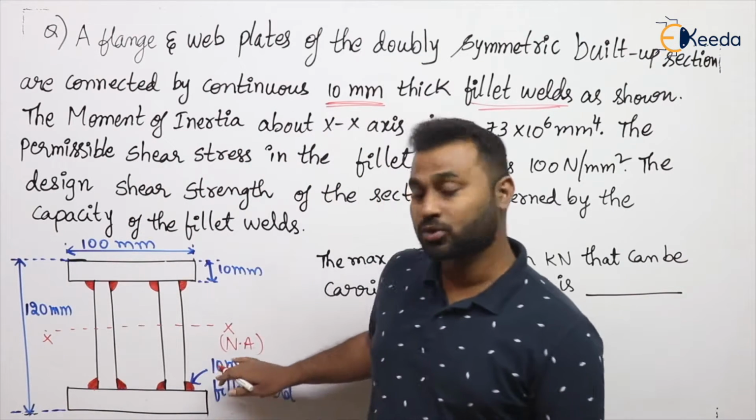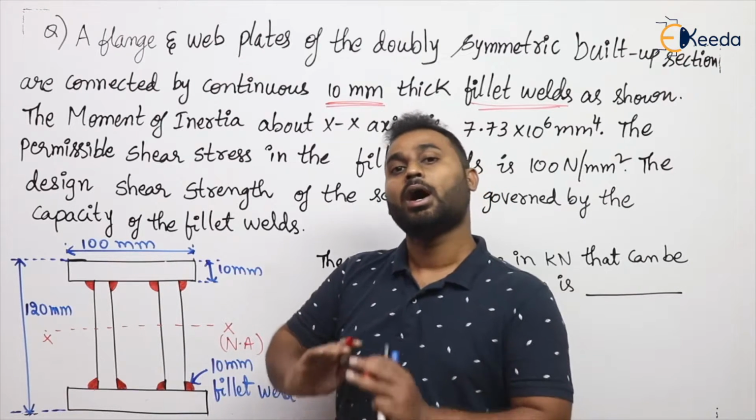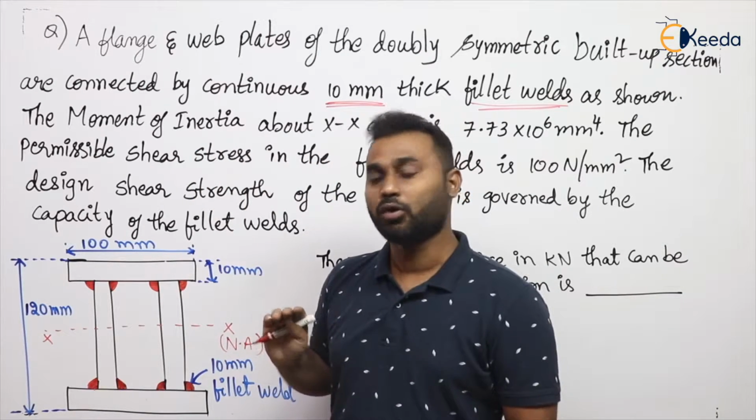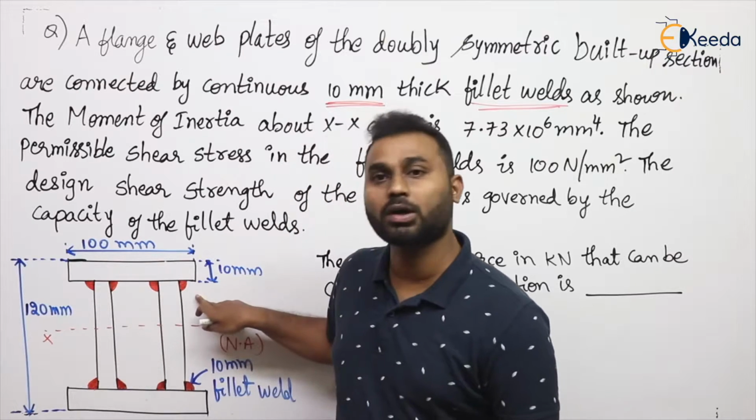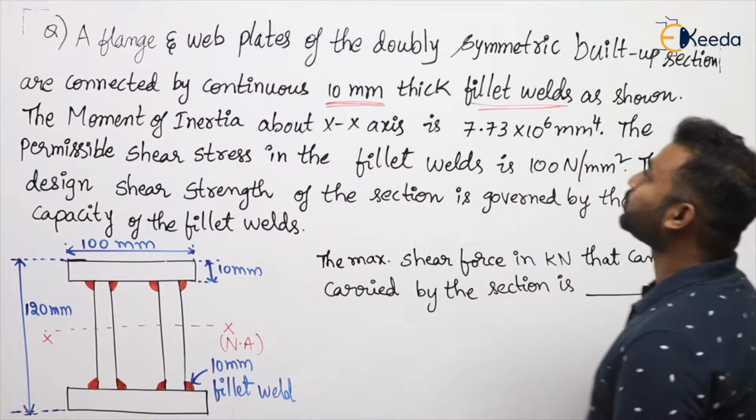So above neutral axis total 4 welds are there and below neutral axis also 4 welds are there. It means on both sides 4 welds are used for 2 webs. Here 2, here 2. So total 4. Here also the same scenario. That is what the 2 lines of the question say.